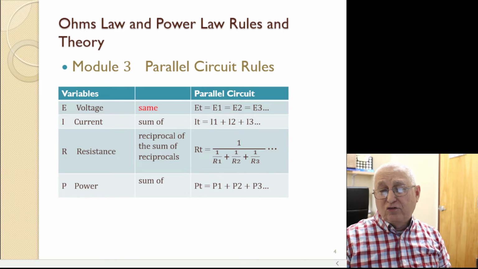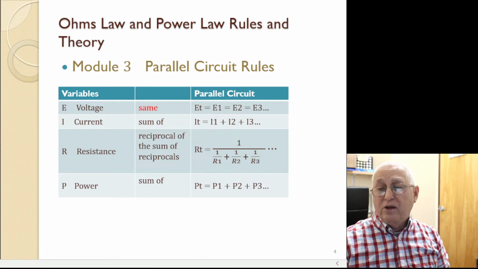Resistance is the reciprocal of the sum of the reciprocals. This is a formula for it. It looks intimidating, but I'm going to show you how easy it is to use this formula. And then finally, power, just like a series circuit, is the sum of all the powers. P1 plus P2 plus P3 equals PT, total.